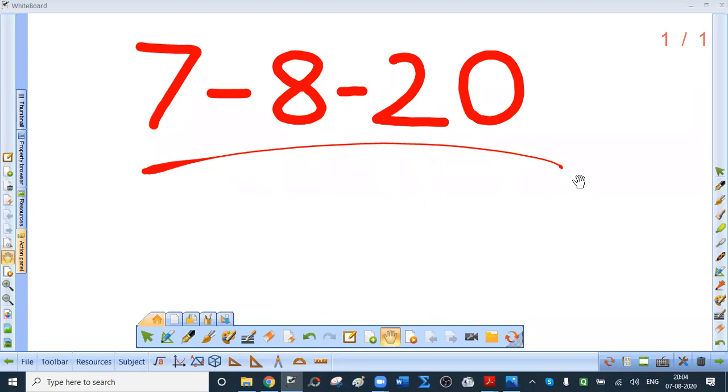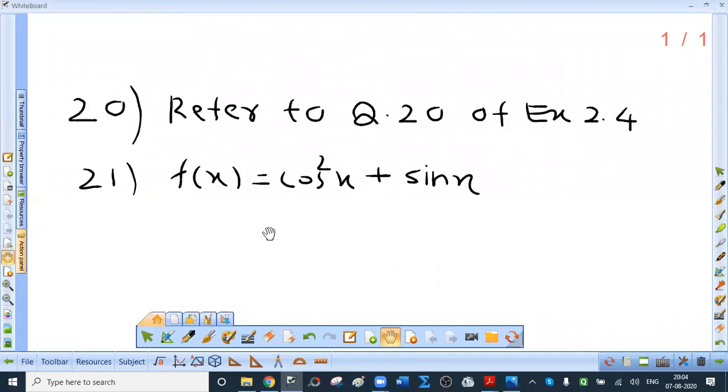Show that the height of the cylinder of maximum volume that can be inscribed in a sphere of radius r is 2r upon root 3. Also find the maximum volume. You will notice that we have already solved this sum.